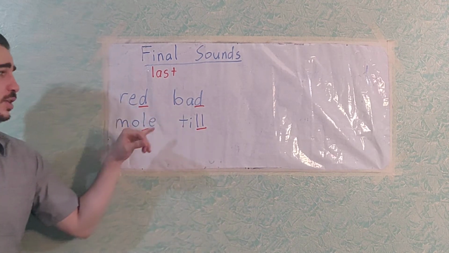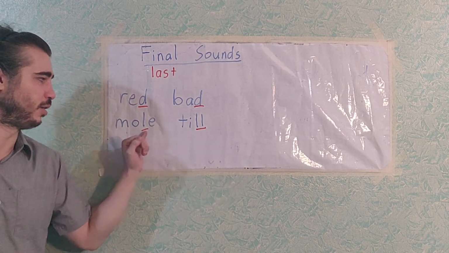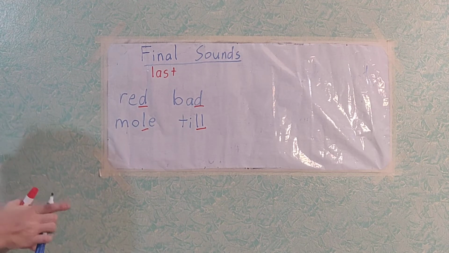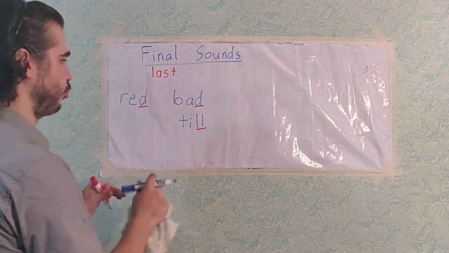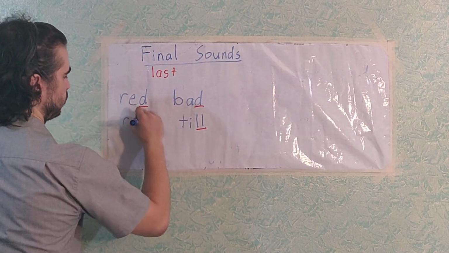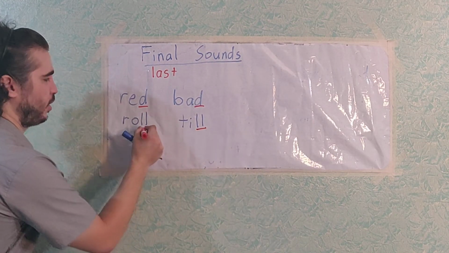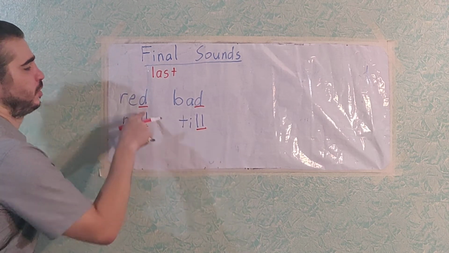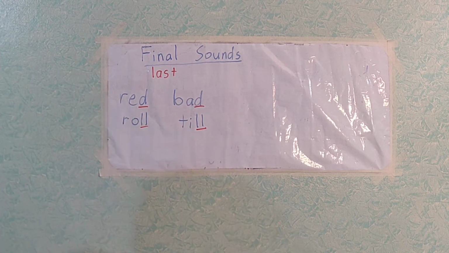So these ones are all easy. These both end in D. Well, these, they have L at the end. Let's see another example. Maybe instead of mole, let's change that to roll. So now you can see both of these end in the L sound. Roll, till, red, bad, roll, till.